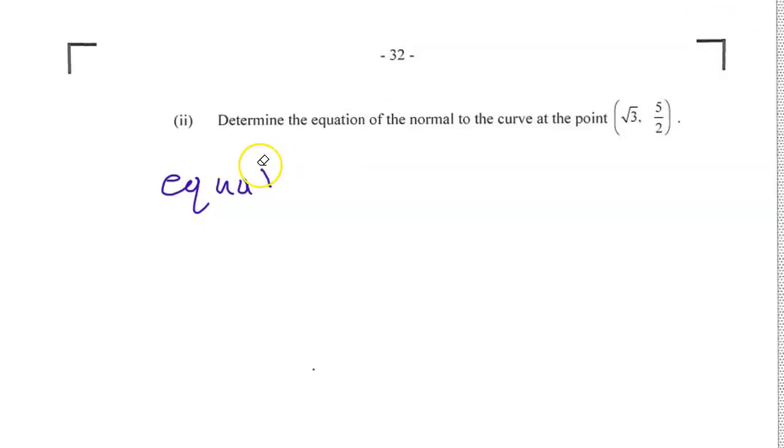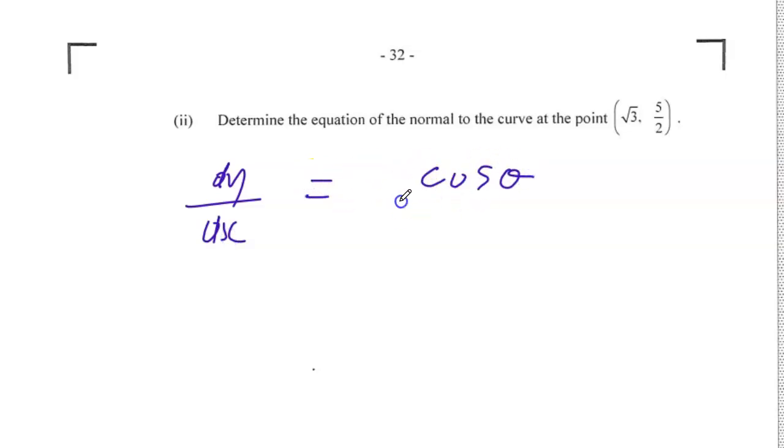The gradient of the tangent first, because remember dy by dx gives you the gradient of the tangent. So you'll recall that dy by dx was cos theta upon 2 sine theta. That was dy by dx, right? Now, notice however, we do not have the value of theta, but we have information to find theta.